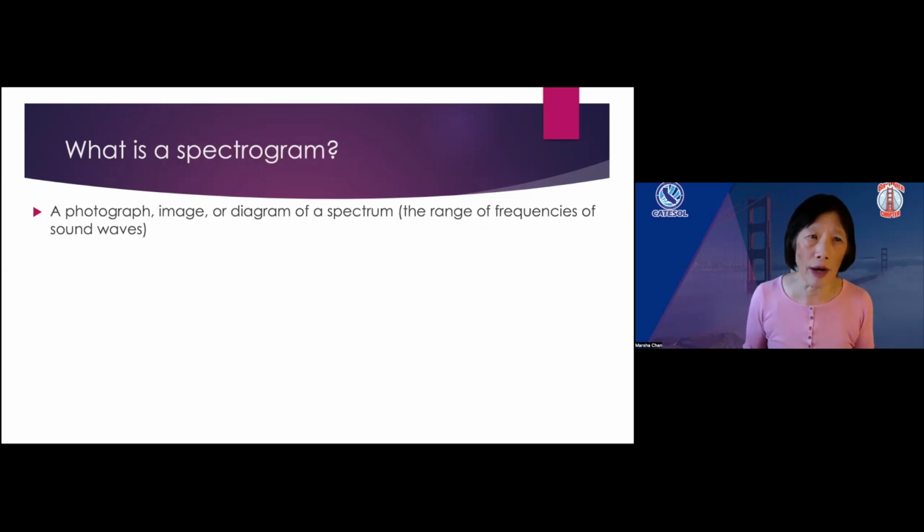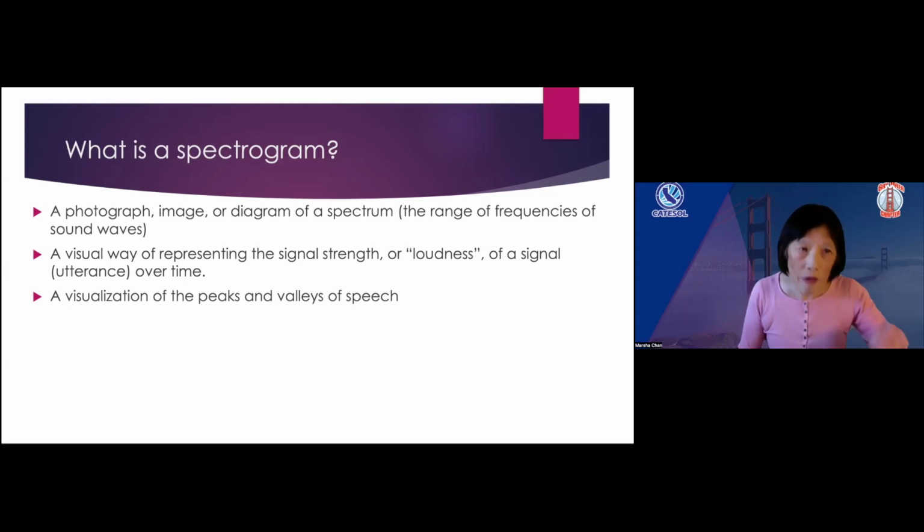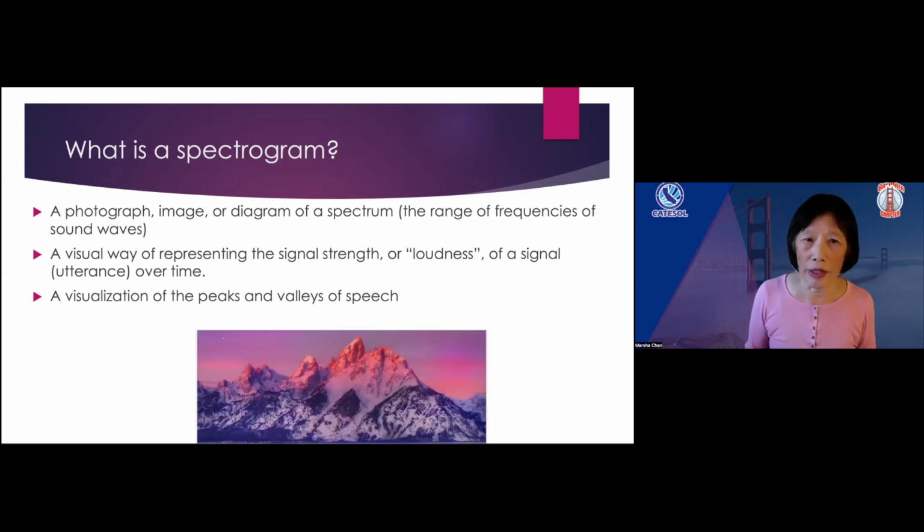So a spectrogram is a photograph. It's an image or a diagram of a spectrum. Well, what's a spectrum? It's the range of frequencies of sound waves. So it's a visual way of representing the signal strength, the loudness of a signal. And in our case, our signals that we want to talk about are utterances, are speech, whereas in some other scientific field, they may be listening to other sorts of things. In other words, simply, it's a visualization of the peaks and valleys of speech. So we can see the peaks and valleys and all the different kind of geographic features along that path.